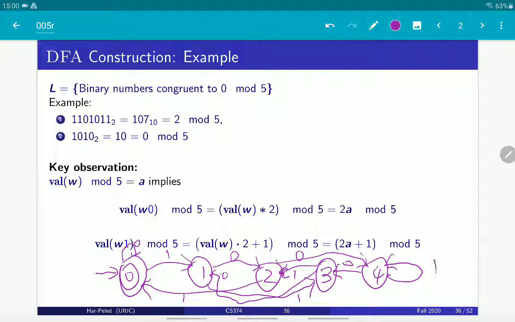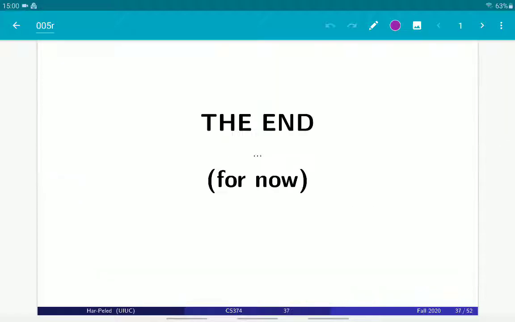Okay, the only accepting state is 0. So that's what we get. The drawing is not great, but the solution is correct. And this is it.